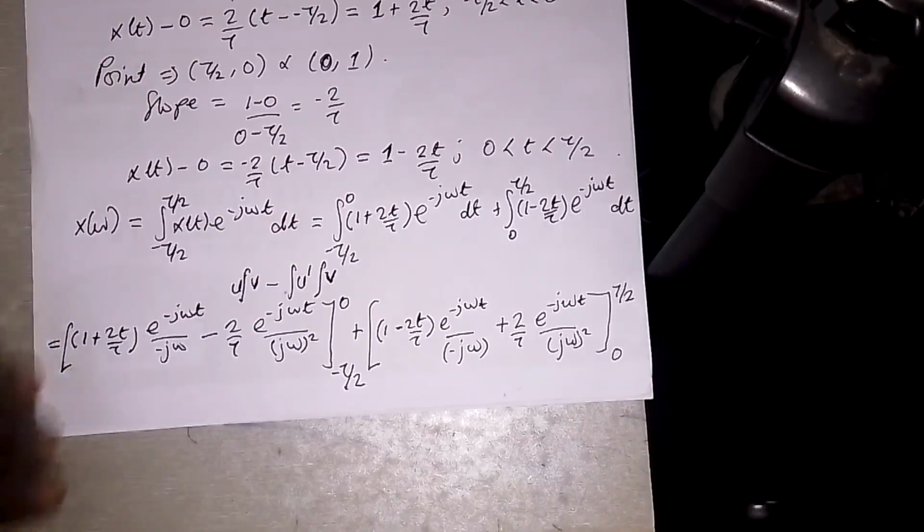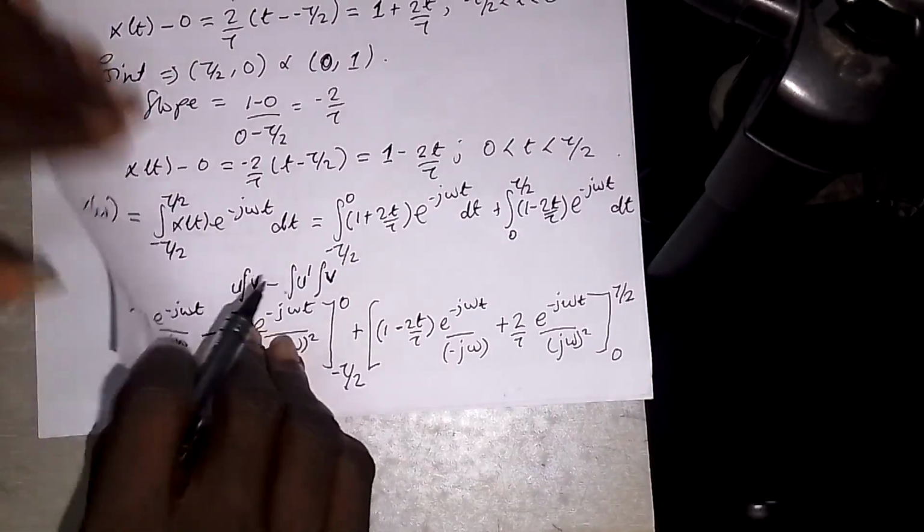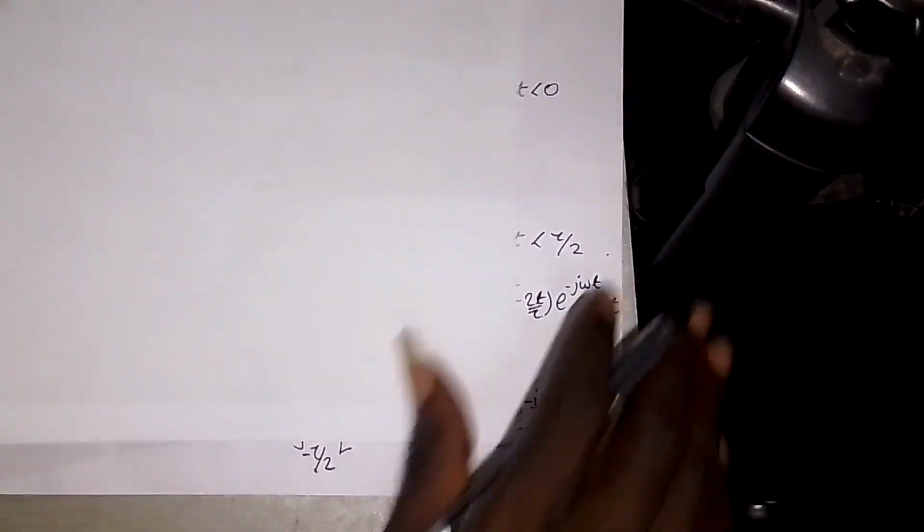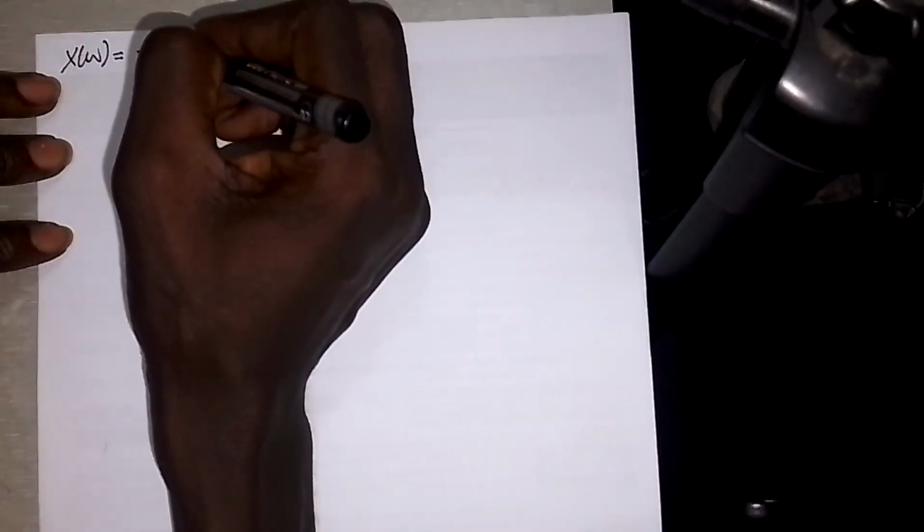So from here, what I can do again is to introduce my limits. From this particular point we will just introduce our limits. Always what we do is that we introduce the upper limit first. So X of omega, which is the Fourier transform, is going to be equal to, if I introduce the upper limit here, for the first instance, which is 0, then I will get minus 1 over j omega.